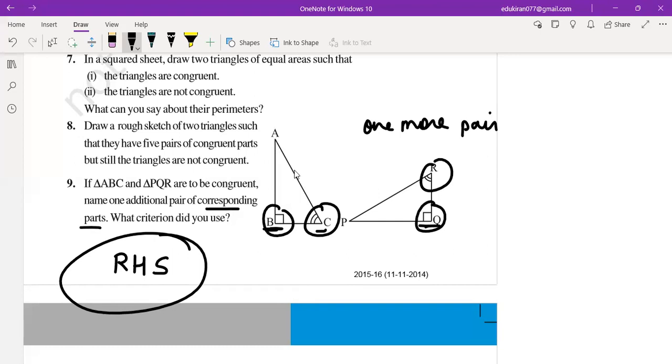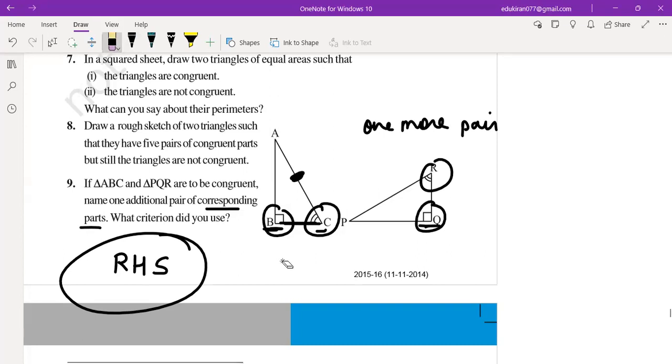Clear? Okay. So the criteria used here is RHS, right? So that's why two angles you have, and this is one. So another one would be your side. The third pair would be your side. Okay? So you can take any side. You can take BC and DE, any side. This BC and the other one. Clear? Yes, BC and QR.